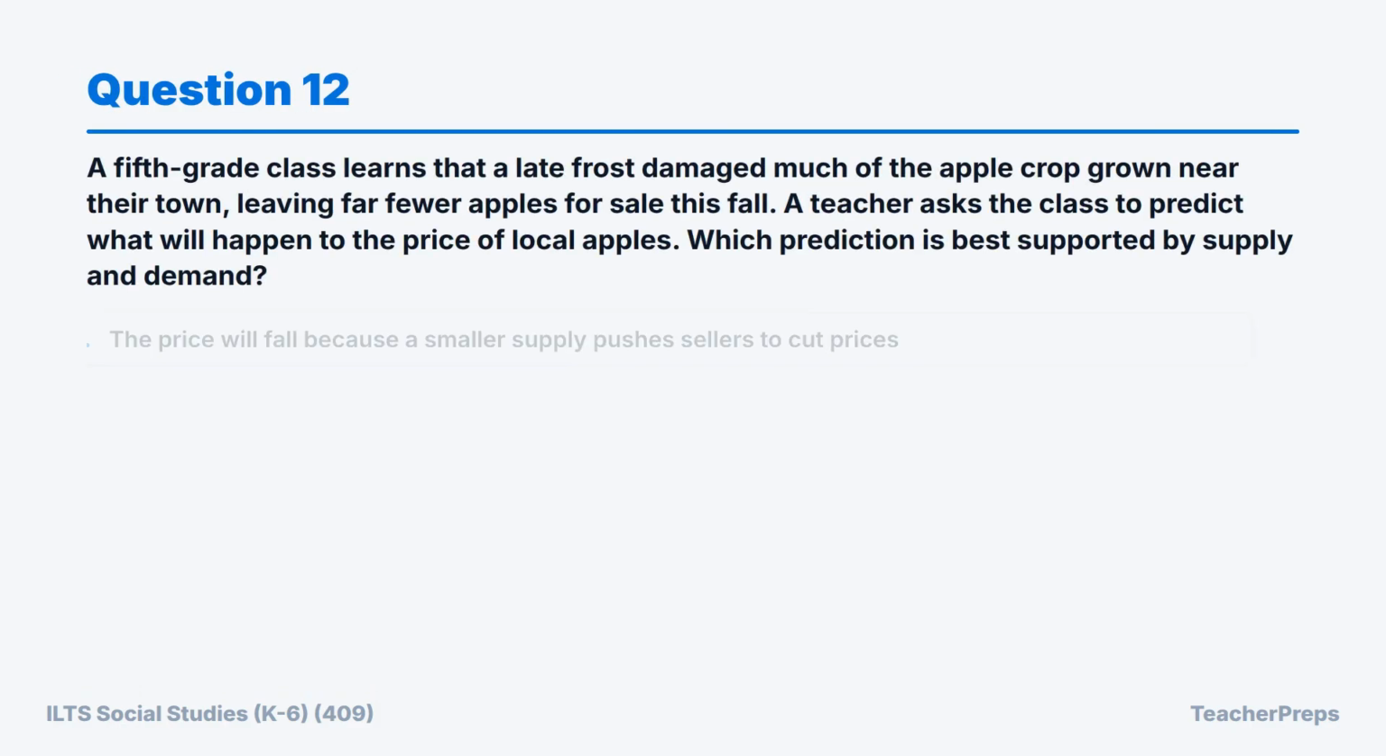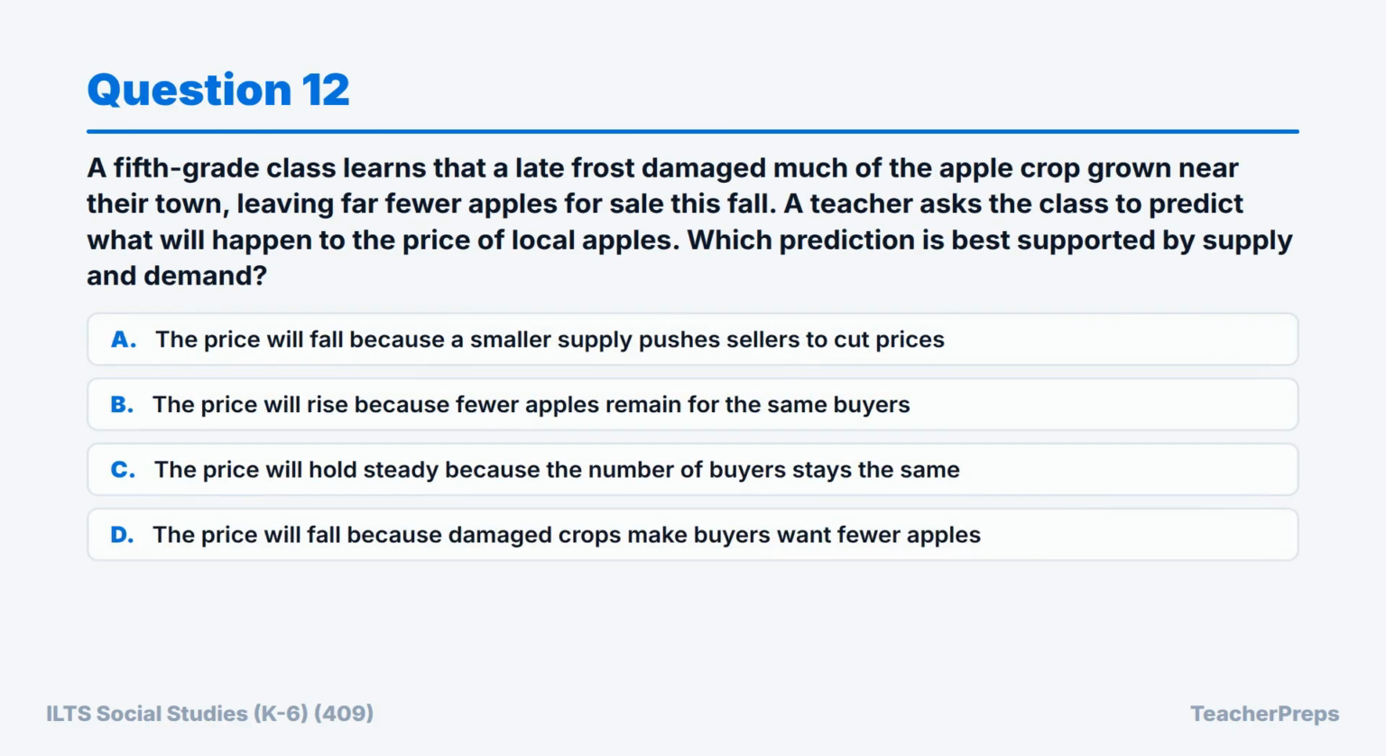Question 12. A fifth-grade class learns that a late frost damaged much of the apple crop grown near their town, leaving far fewer apples for sale this fall. A teacher asks the class to predict what will happen to the price of local apples. Which prediction is best supported by supply and demand? Pause the video and select the best answer.